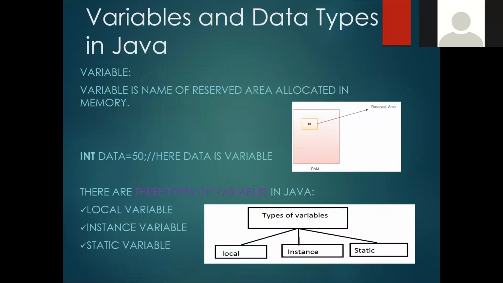So variables are a very important part in Java. So basically, what is a variable? It's a name of a reserved area allocated in memory. So in RAM, consider this example, int data equals 10. So this data is a variable which is getting stored in RAM. So it's like a reserved area in the RAM. So there are classifications of these variables as local, instance, and static variables.